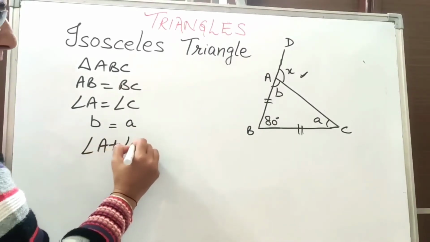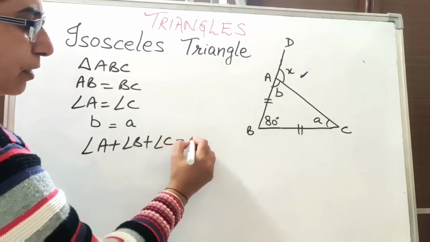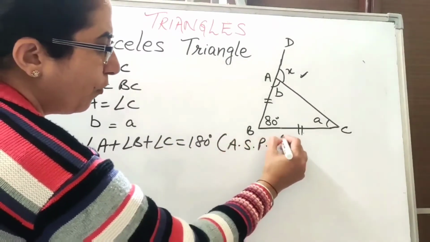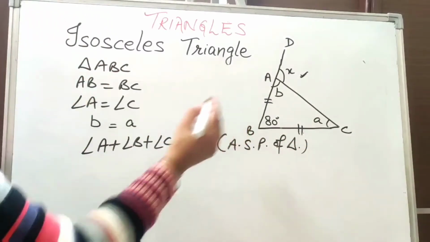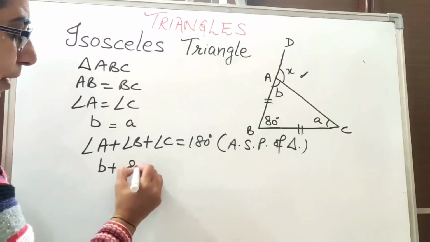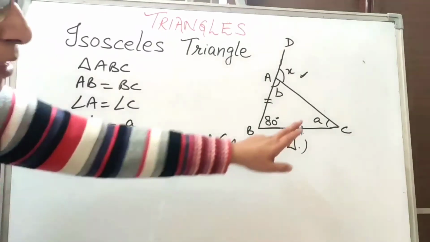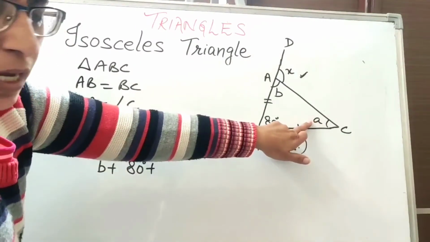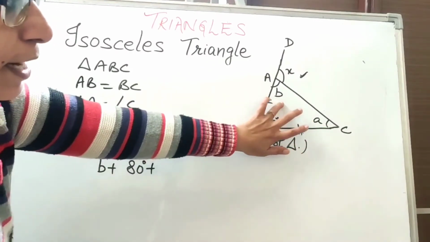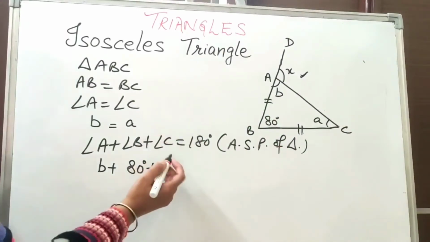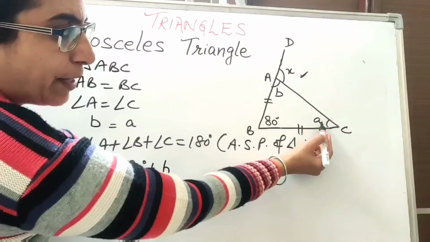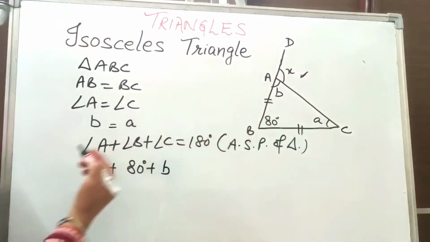Angle A plus angle B plus angle C is equal to 180 degrees, and the reason is the angle sum property of triangle. So here angle A is given, angle B is given, 80, plus angle C. Angle C is this small a, and we can write small b in place of small a because A and B are both equal. So I am writing B for angle C, because A and B are both equal.